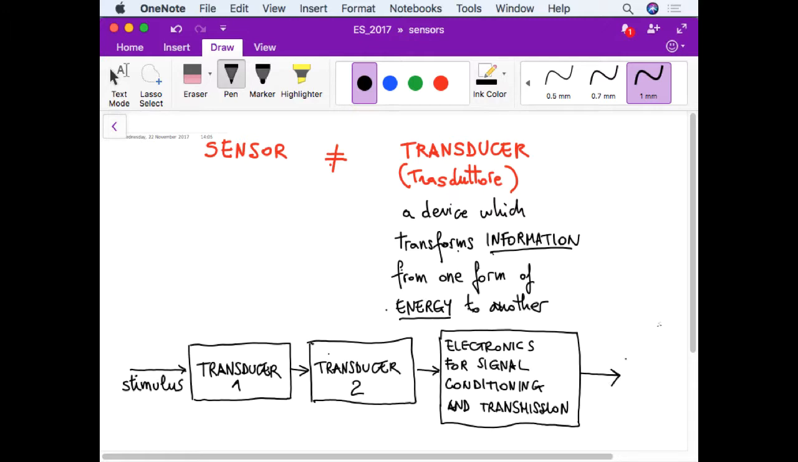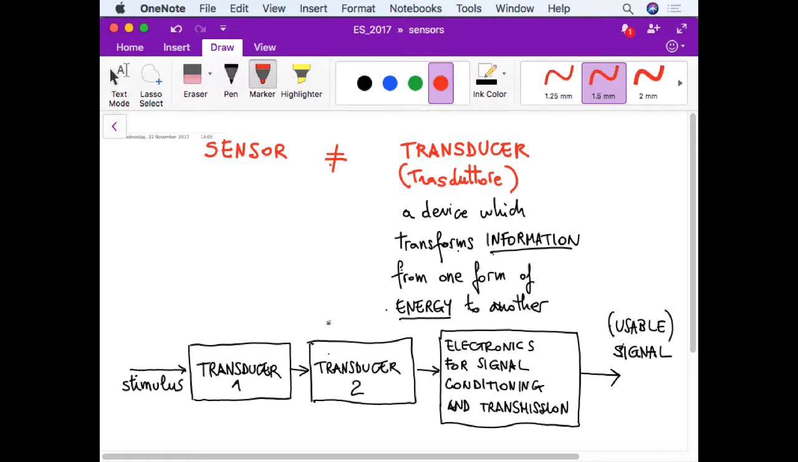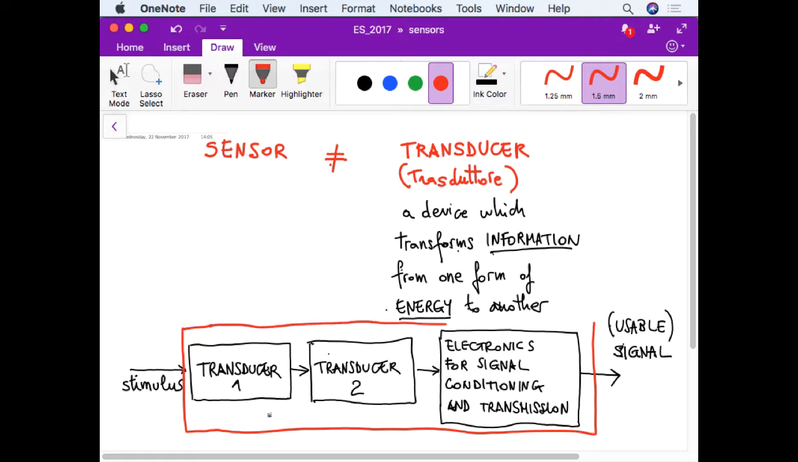And at the end of this block, we have a signal, which is actually, let me write it clearly, usable, which means it can be used, it can be transmitted to the larger system. So for us, the sensor is this more complex system. So the system which comprises all the various transducers which are needed in order to obtain an electrical signal, plus all the electronic circuits which are required for signal conditioning and transmission.